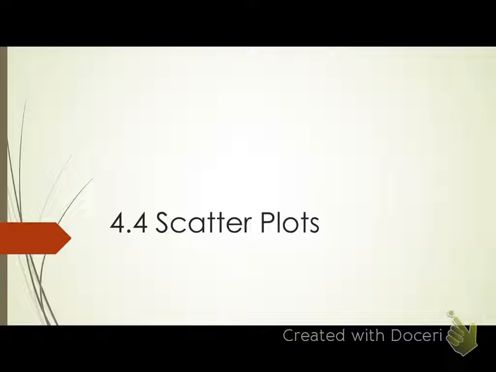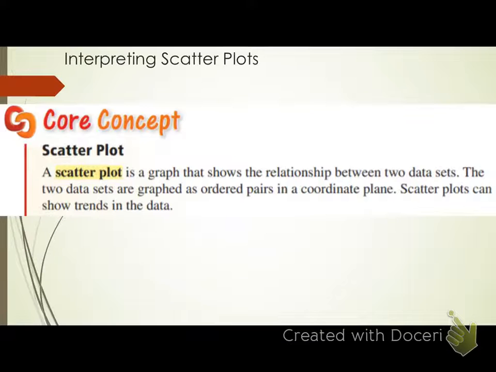Yeah. So, scatter plots. A scatter plot is a graph that shows the relationship between two data sets. So my x-axis represents one of my data sets. My y-axis represents my other data set. The two data sets are graphed as ordered pairs in a coordinate plane. One's the x value, one's the y value. Scatter plots can show trends in the data.